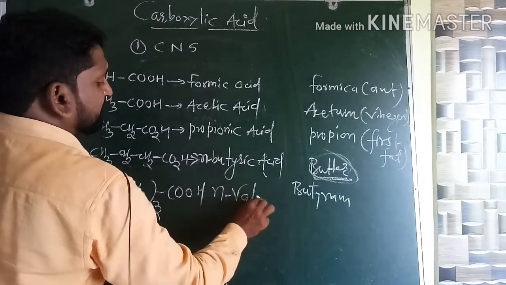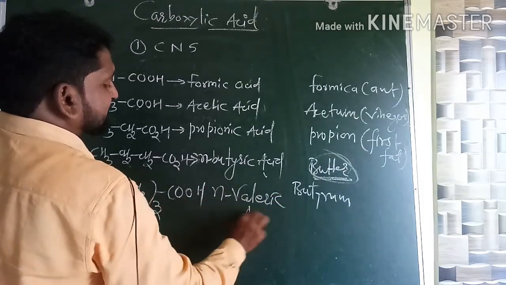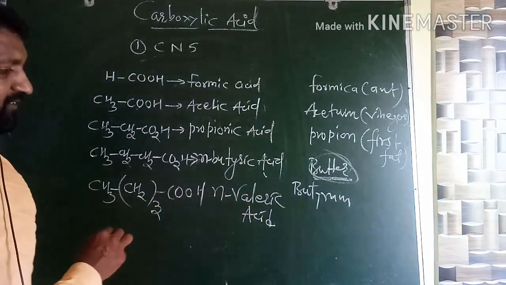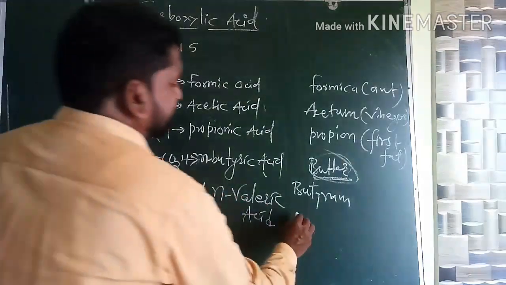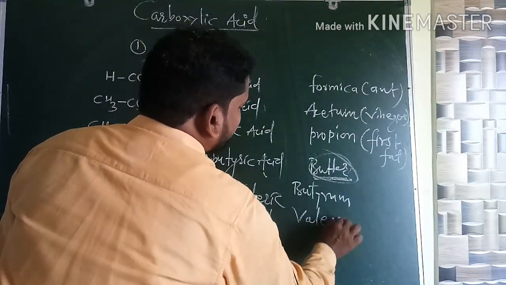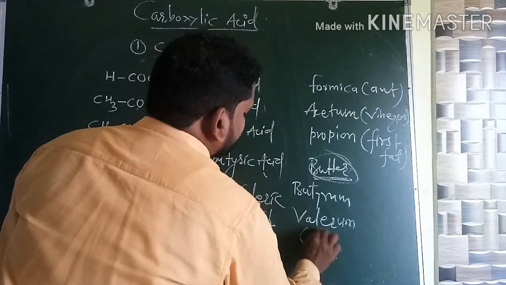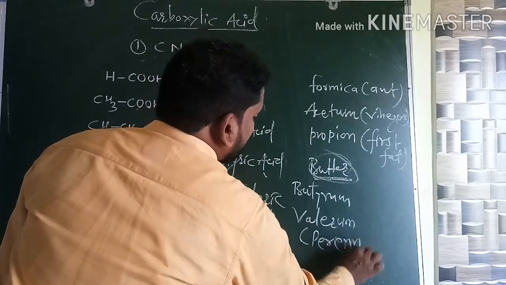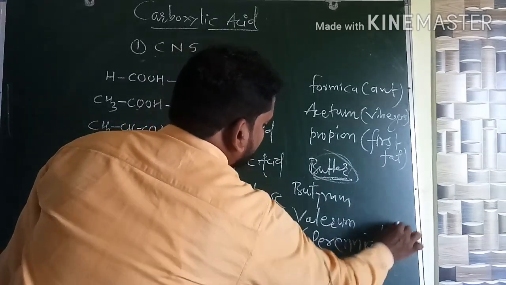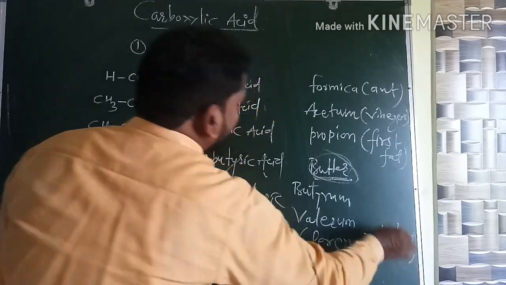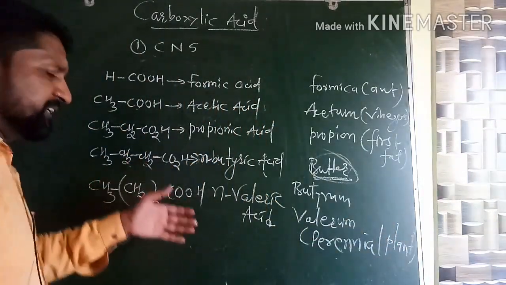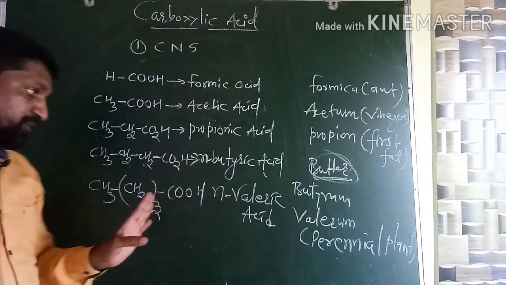n-valeric acid. Okay, so what is n-valeric acid? It is simply from valerum, that is nothing but a perennial plant, obtained from the perennial plant. So this is the thing which you have to remember permanently, no doubt.